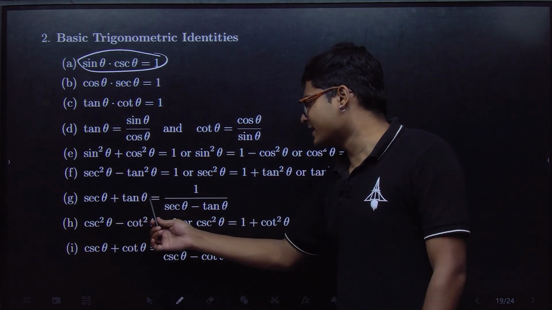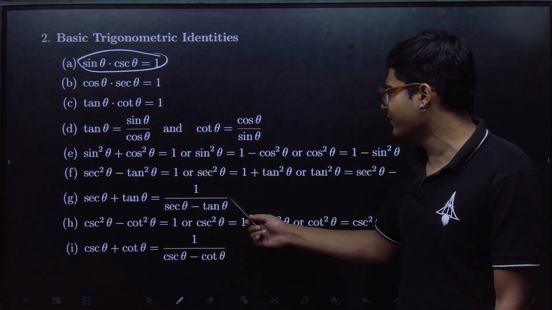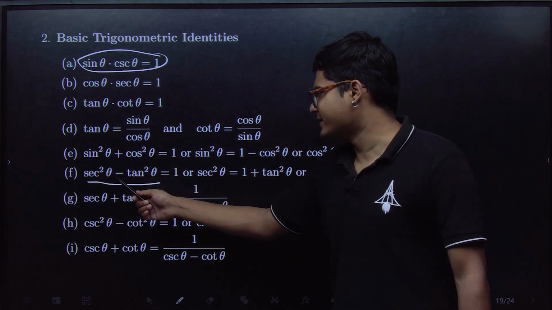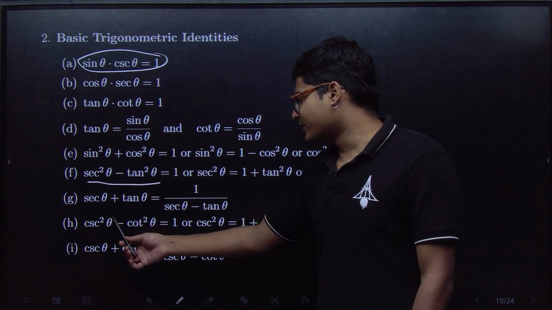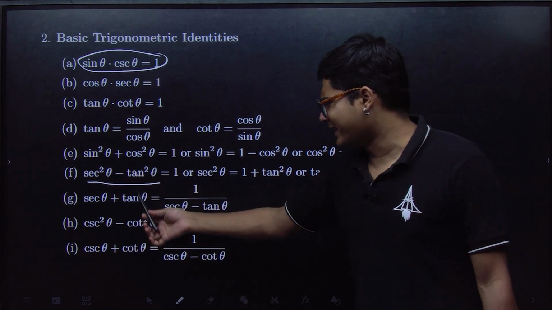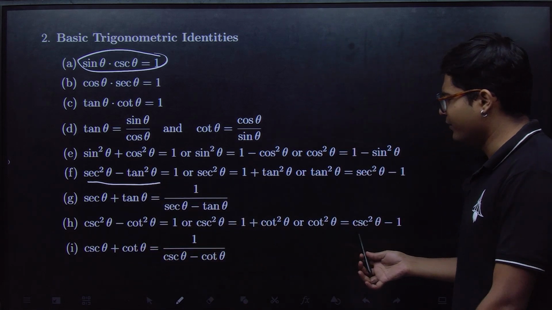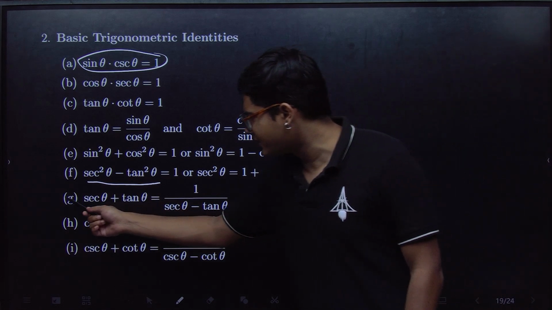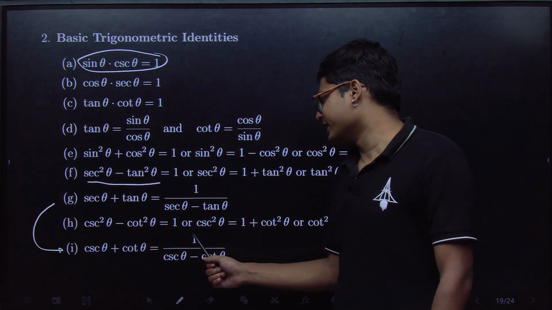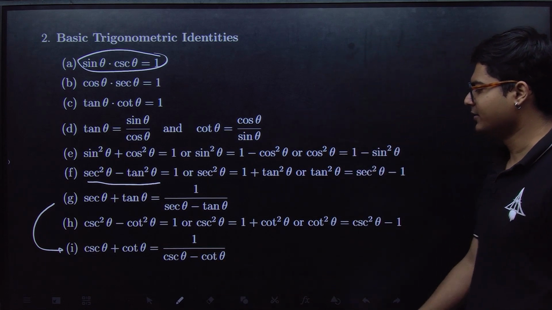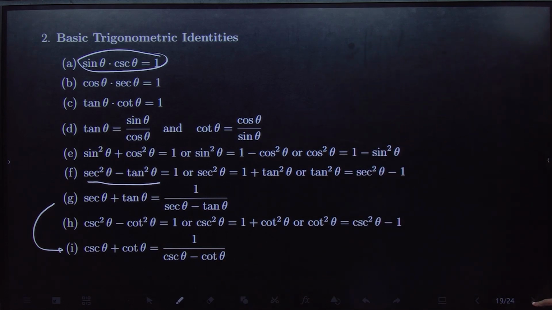Similarly, sec theta plus tan theta can be written as 1 by sec theta minus tan theta. Why? Because the product is equal to 1. Basically, you can factorize this as a plus b times a minus b. The next one, cosec square theta minus cot square theta is equal to 1, exactly the same as this, and you have the other two variants. Similarly, you can say that cosec theta plus cot theta is 1 by cosec theta minus cot theta. Cool.